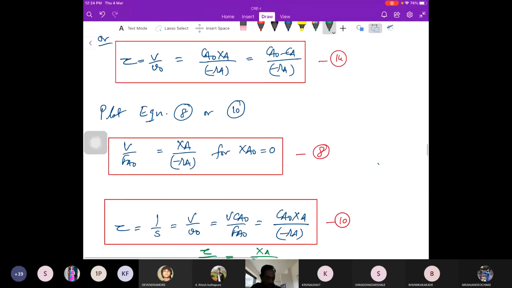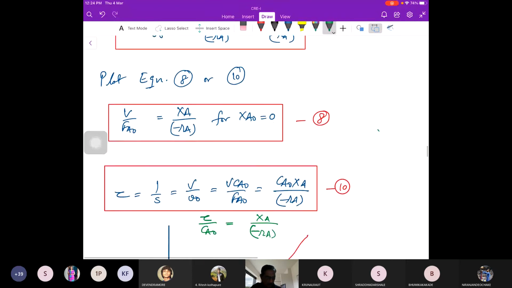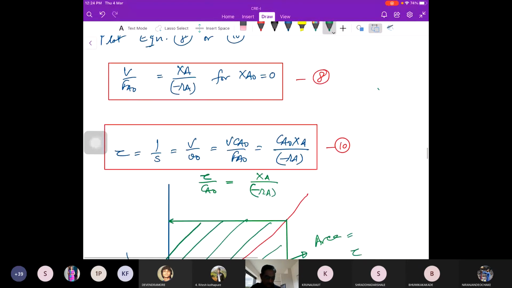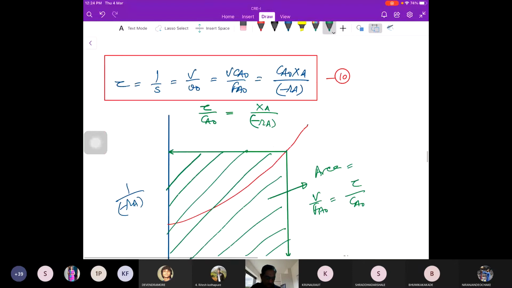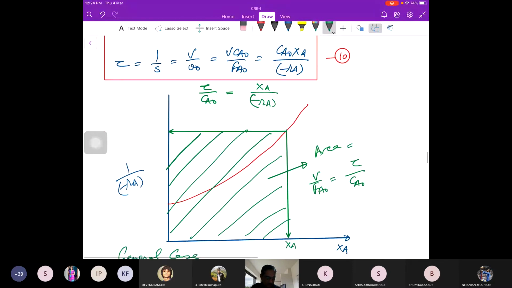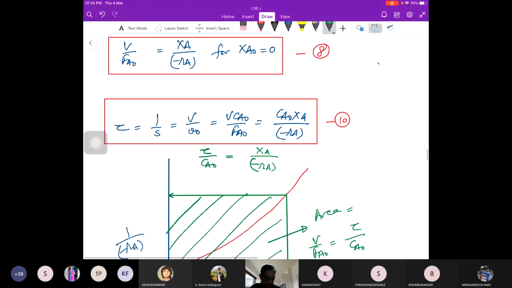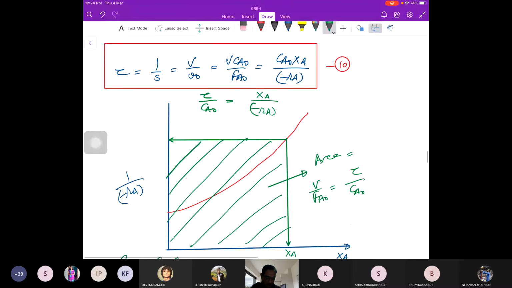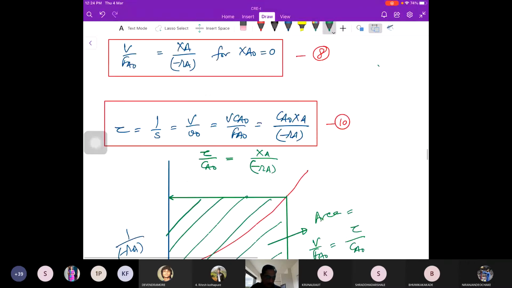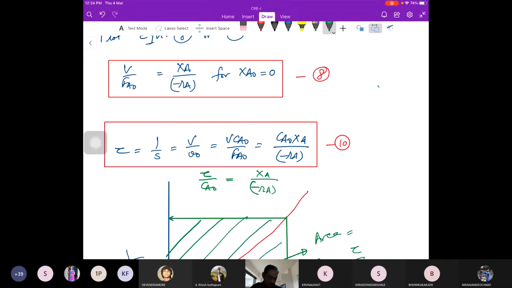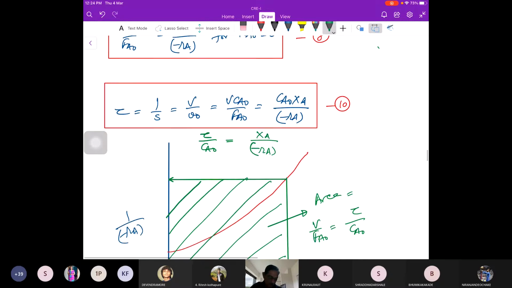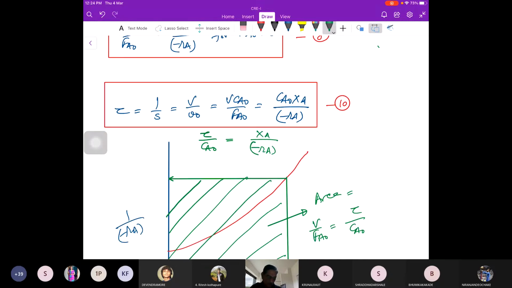Okay, so then we, as usual, plot the equations. Equation 8 was this and equation 10 was this. So we'll plot these equations because ultimately we do some graphical integration. So we plot 1 upon minus RA versus XA, right? The denominator is minus RA and the numerator has XA, right? So tau upon CA0 is XA upon minus RA, so that is what we took.